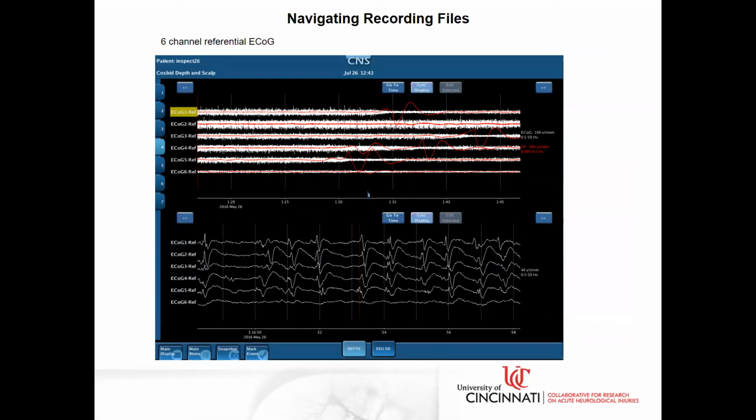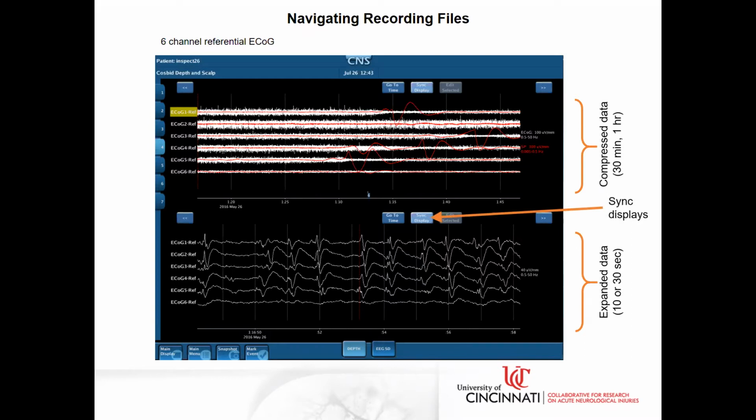So this is the typical display that we use here at the University of Cincinnati. This is, again, a 6-channel referential ECoG recording from a 6-electrode strip. And we have 2 different displays here. On the top display is the temporally compressed data. So we're looking at about 30 minutes of data. And then in the second display, we have the same data from the same 6 electrodes shown on an expanded time scale of between 10 to 30 seconds so that we can see the individual waveforms that aren't appreciable in the compressed data display.